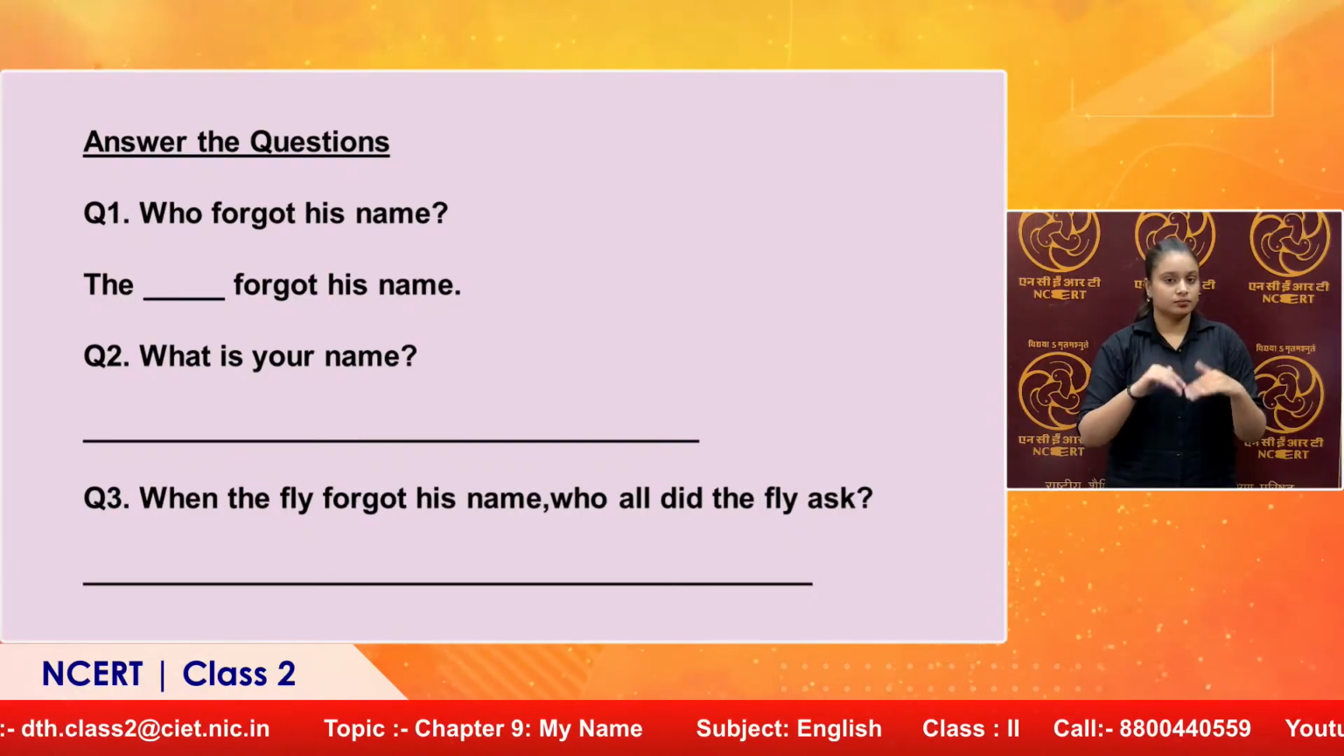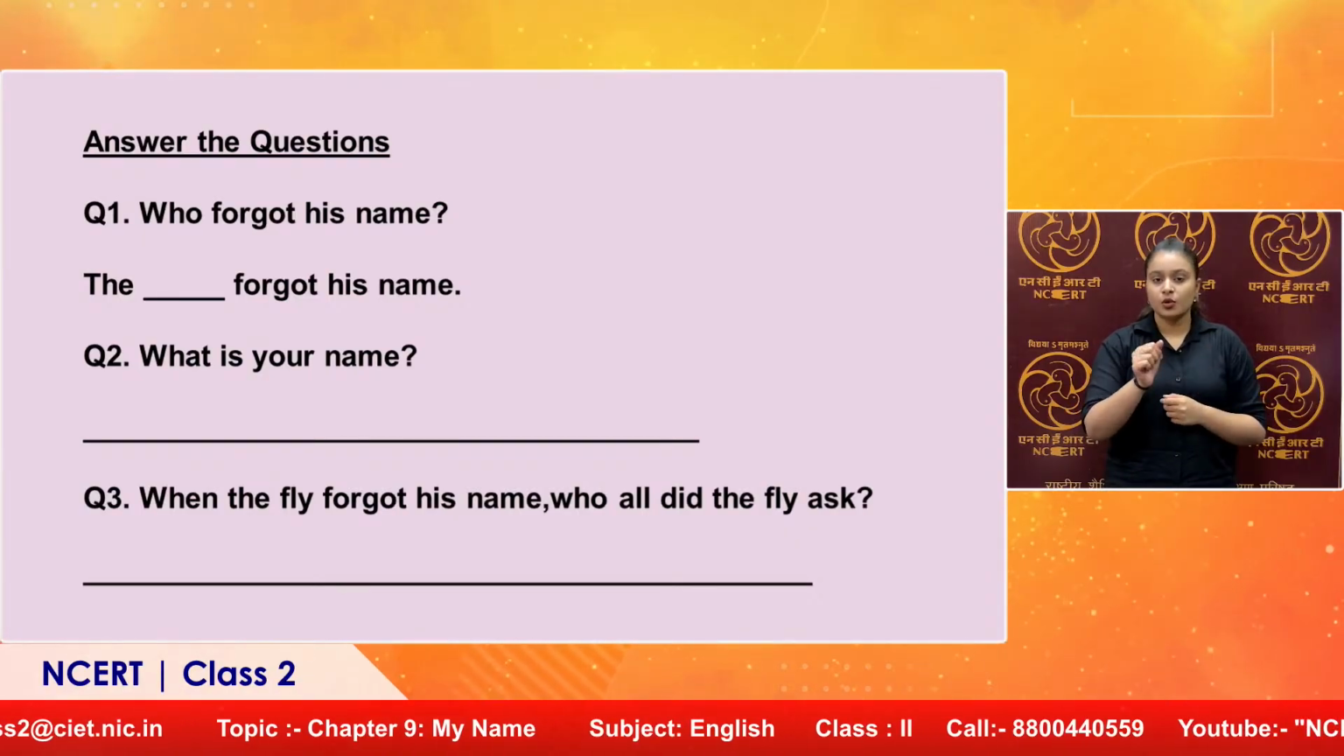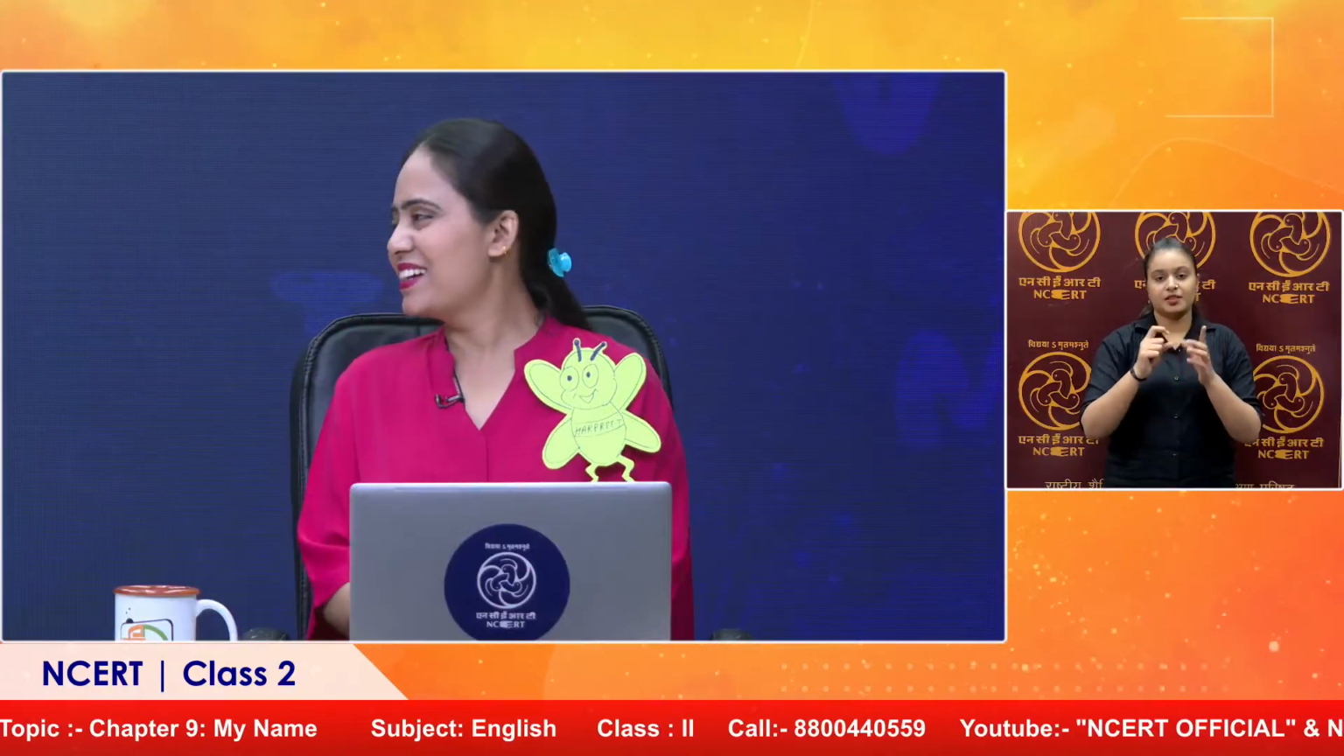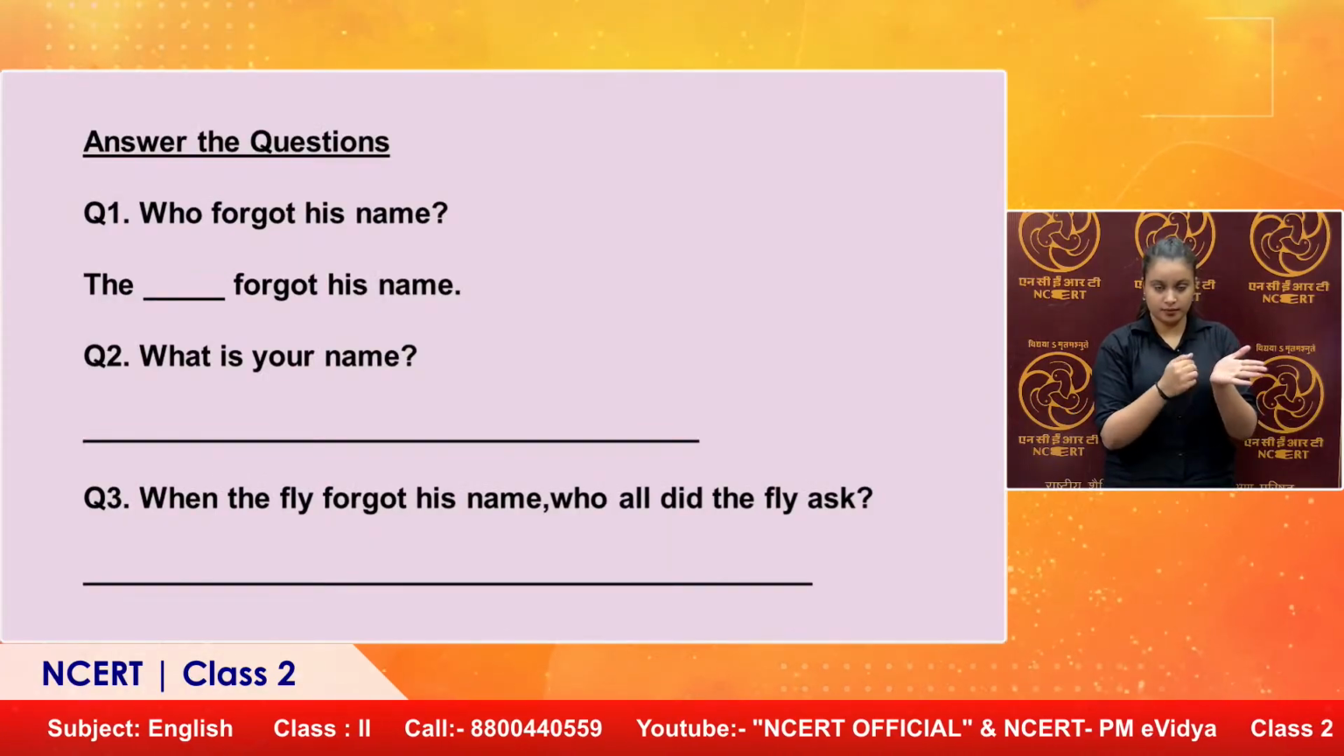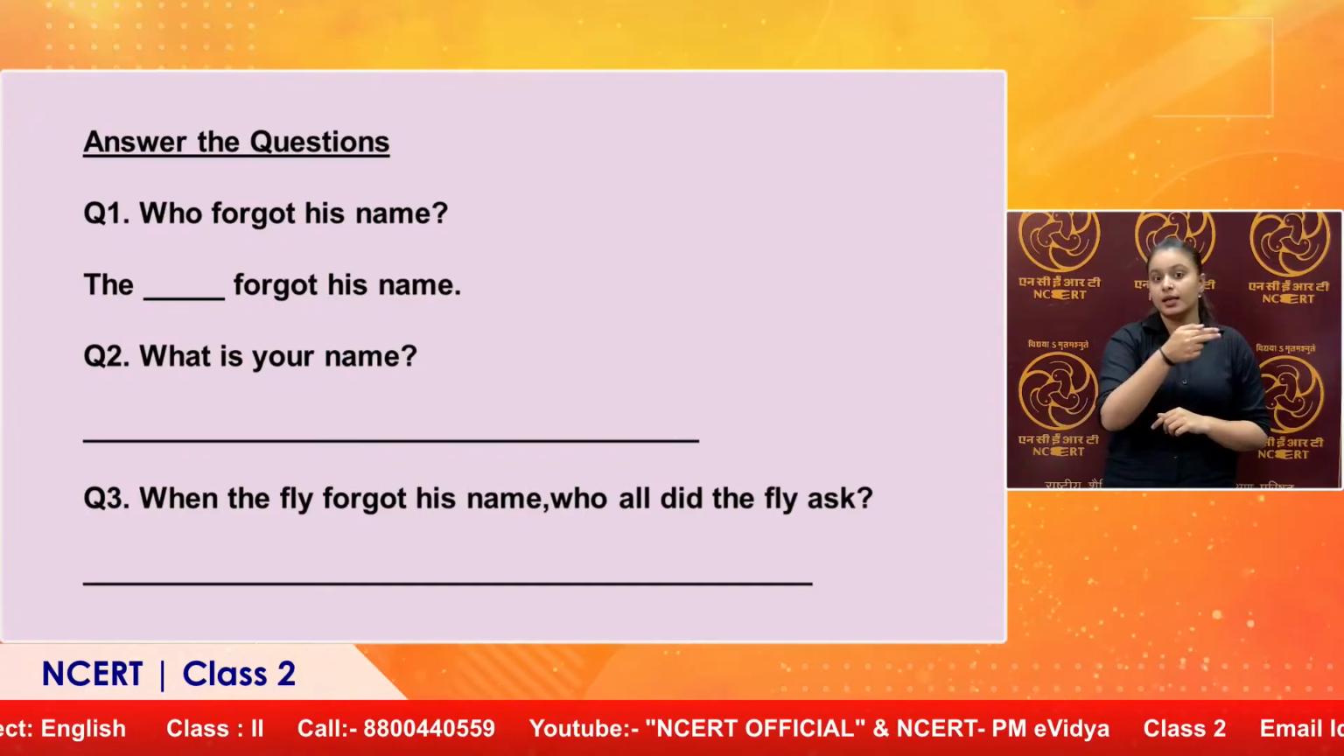And now, Harpreet, may I know your name? Yeah, my name is written right here. It's Harpreet. Absolutely. Yes, so your name is Harpreet. Dear children, you need to write your name in the blank in the full sentence: my name is Harpreet, or my name is Anu.